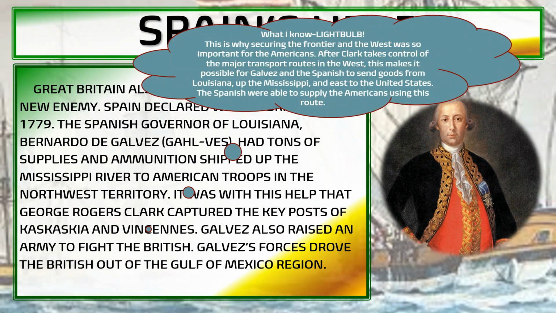Light bulb. This is why securing the frontier of the West was so important for the Americans. After Clark takes control of the major transport routes in the West, it makes it possible for Galvez and the Spanish to send goods up from Louisiana, up the Mississippi, to the United States. So the Spanish were able to supply the Americans using this route.